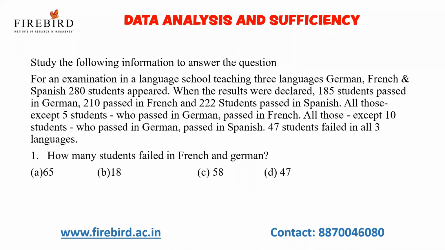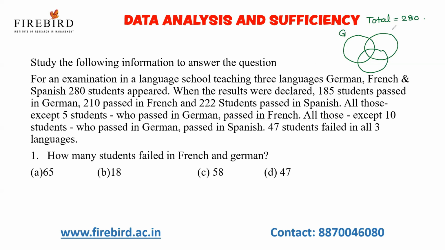Now see here, for an examination in a language school teaching 3 languages, German, French and Spanish, 280 students appeared. So in total, how many students are there? In total, 280 students are there. And when the results were declared, 185 students passed in German. So let us draw a Venn diagram, because this is a question based on Venn diagram.